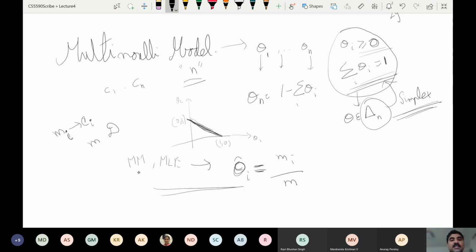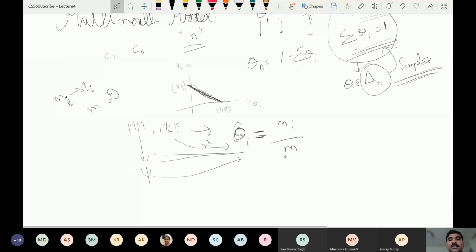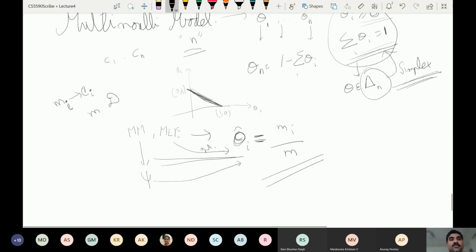So what is the challenge in case of MM? The challenge is which is the right phi which will retrieve this. In case of MLE, it is solving the optimization problem. That is the challenge, right? So please do these exercises. They'll be very helpful for you from the exam point of view.